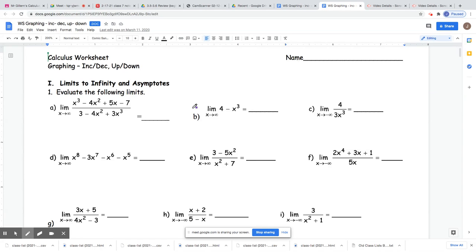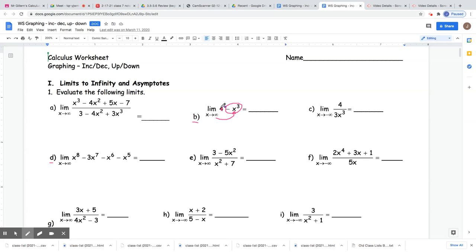Remember, if you just have a polynomial, like for B and for D, you just have to look at the leading term. You have to be careful. 4 is not the leading term for B. It's negative x cubed. The highest exponent is the leading term. They're not always going to be in the right order. And you just have to substitute into that one term.